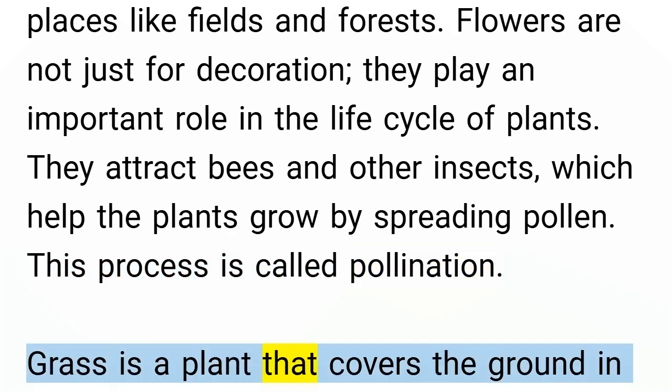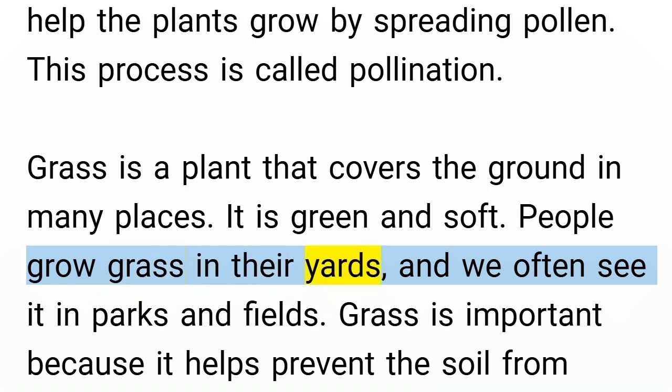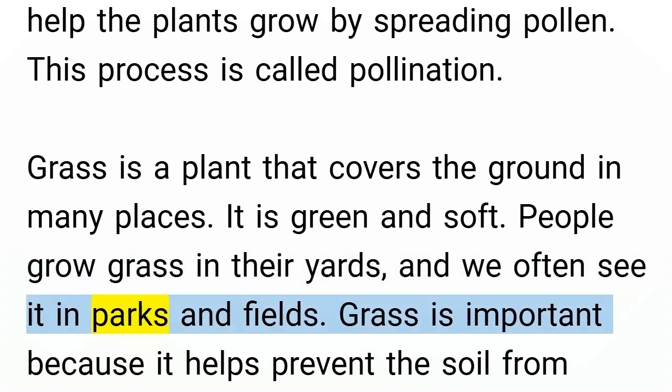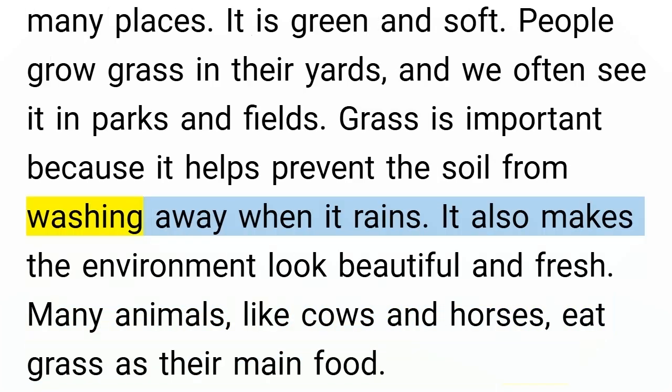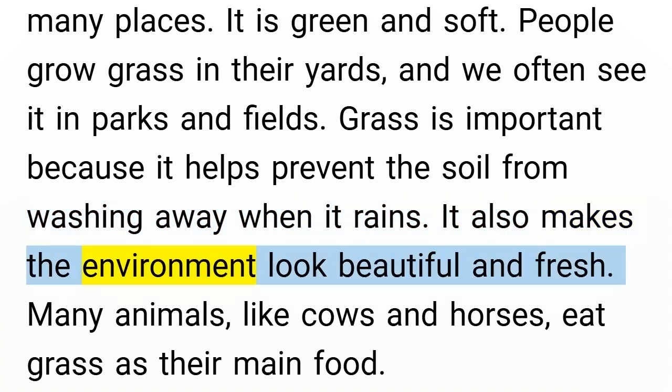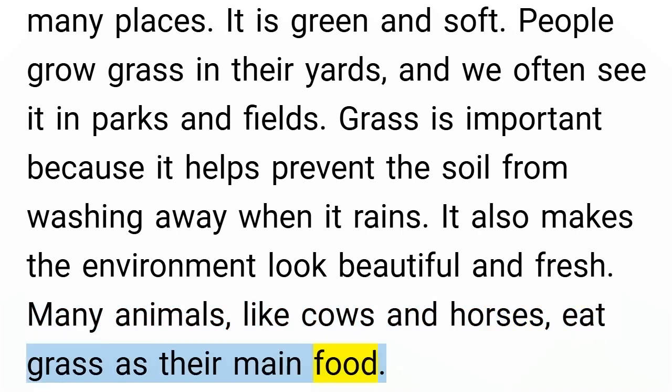Grass is a plant that covers the ground in many places. It is green and soft. People grow grass in their yards, and we often see it in parks and fields. Grass is important because it helps prevent the soil from washing away when it rains. It also makes the environment look beautiful and fresh. Many animals, like cows and horses, eat grass as their main food.